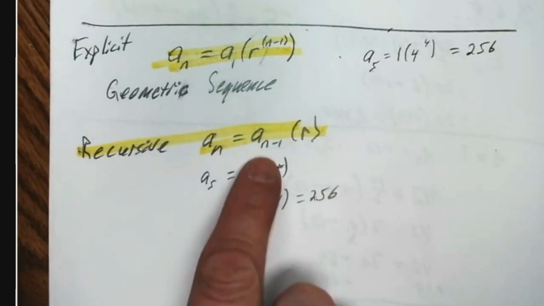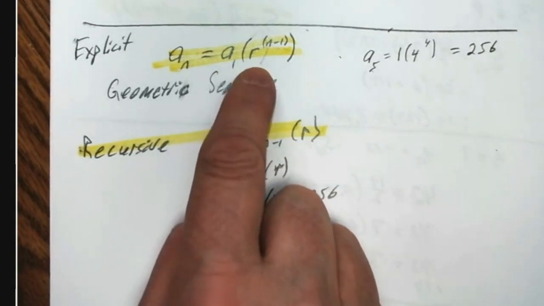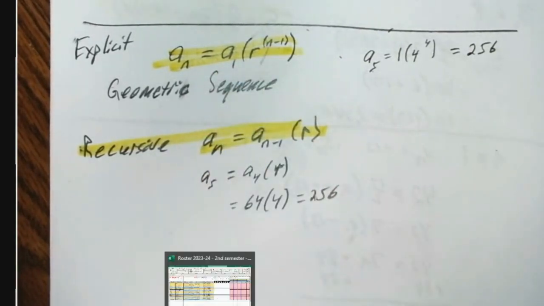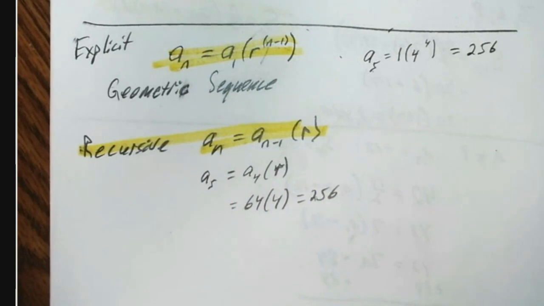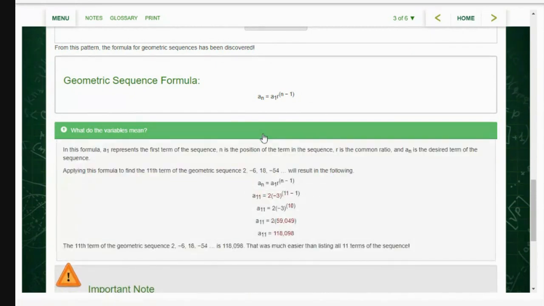You can either take the one before it and multiply it by the common ratio, or you can use the first term and take the ratio to a power of n minus 1. All right. So they have it in our lesson right there. a sub n equals a sub 1 times r to the n minus 1. The variables: a sub n is the desired term, a sub 1 is the first term, r is the ratio, and n is the position of the term in the sequence.